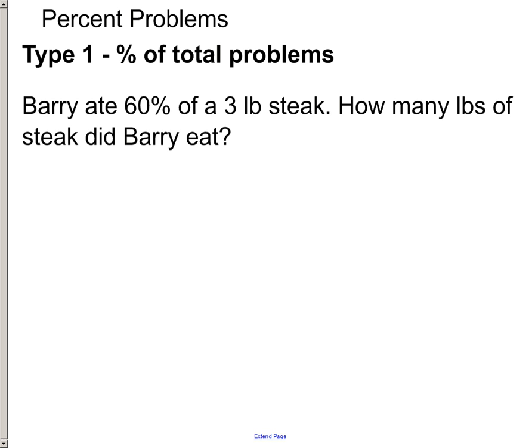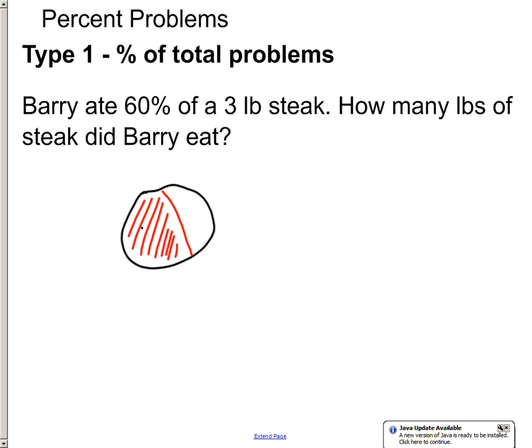Barry sits down and eats 60% of his 3-pound steak. For those not in the know, that would be 48 ounces. Basically, here's Barry and he sits down and here's his steak, he's not going to eat all of it, obviously. And so as a result, we've got to find out what 60% of that is. So a little bit more than half is what he eats. And so what I'm shading is what would go away. How many pounds of steak did he eat? This is what we're wondering.